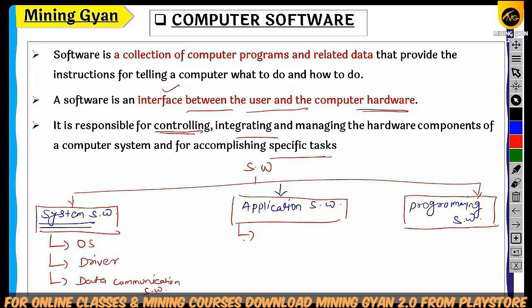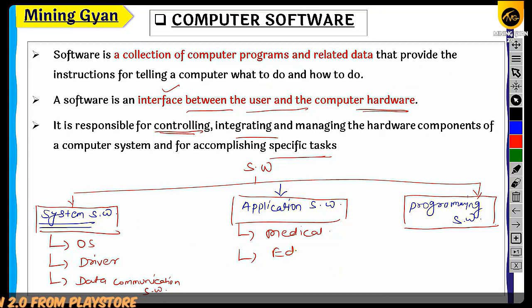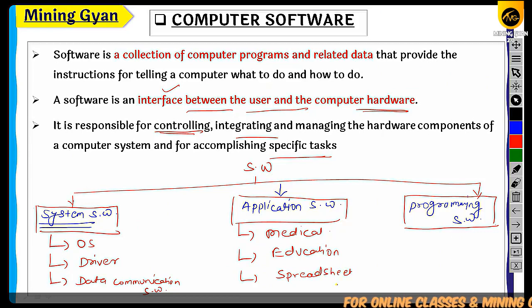Now application software is based on which type of application will be done by the computers. Like medical software and educational software. These are special purpose software, or spreadsheet software, which is also a type of application software.